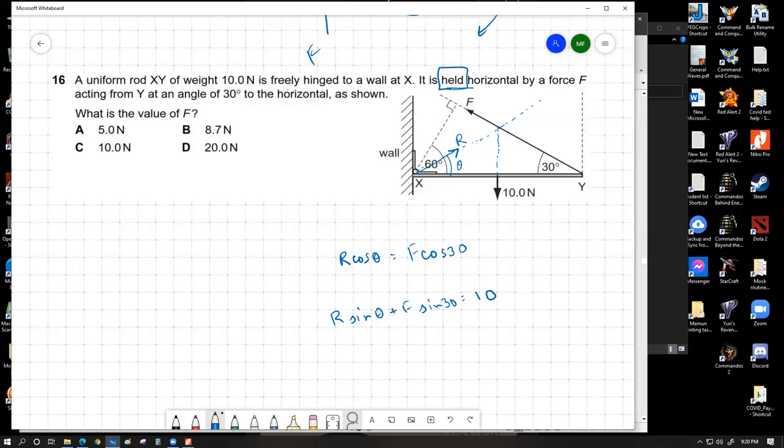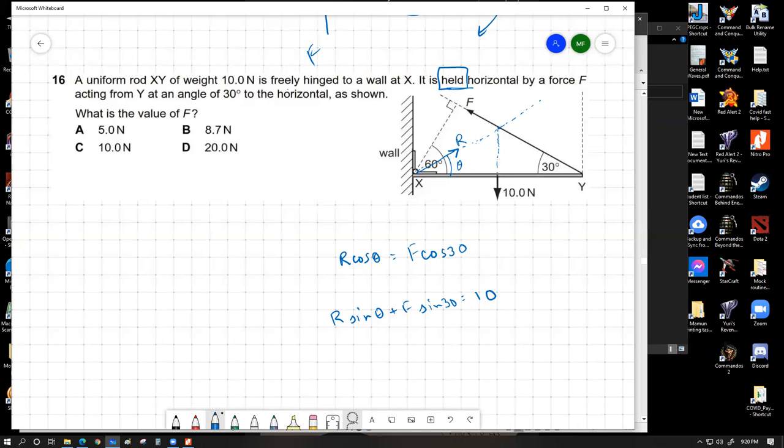So they are only considering that if sine 30 equals 10, by considering the moment equation. Oh, that works. Yeah, that works. Yeah, I'm dumb.